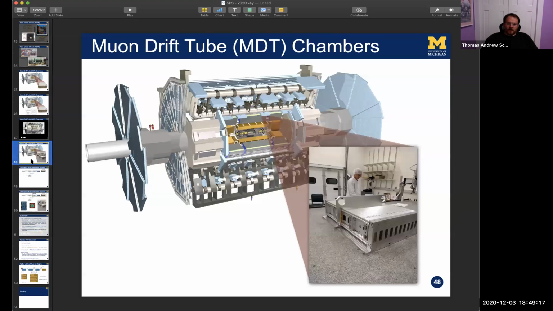Okay. And on the lower right-hand corner, this work actually happens in Michigan, so in the high bay. And so this is one of the chambers that's being built down there right now. Well, this was an old one that we built a while ago. So we are building these things right now, and actually this is a good opportunity for undergraduates to work on constructing detectors. There's a lot of work that needs to be done in that regard.